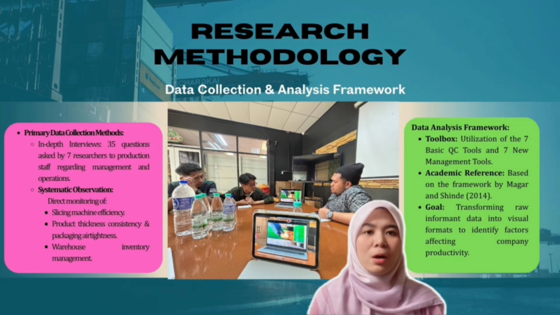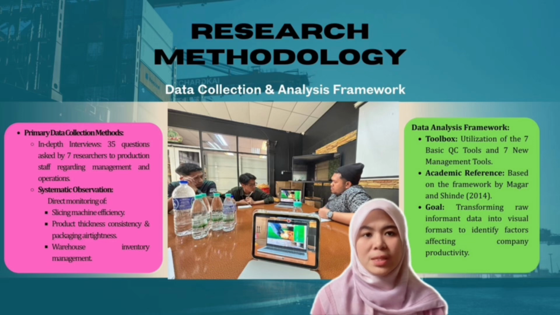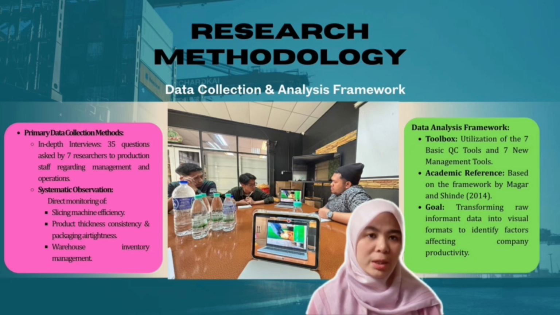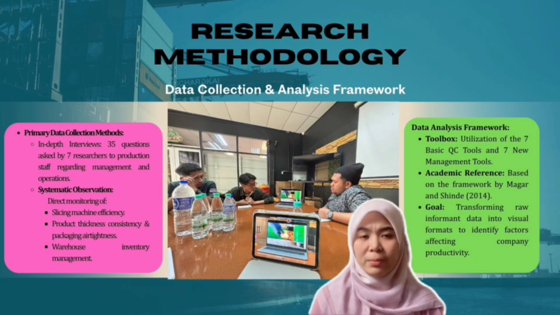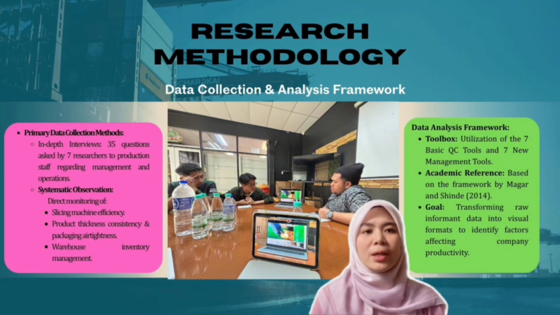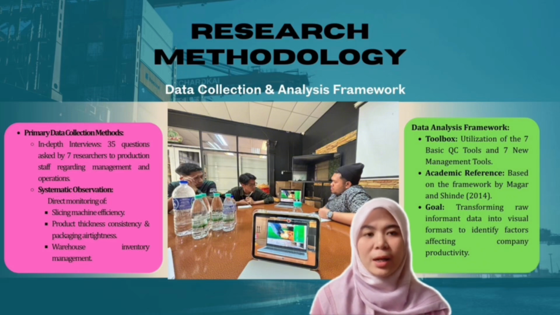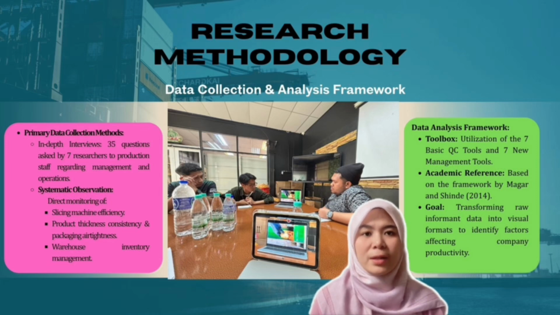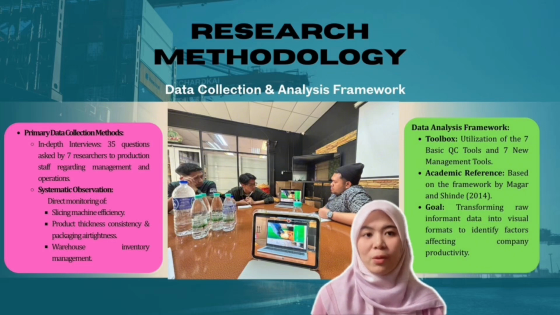The main goal of our analysis is to take all the raw information we gather from our informants and transform it into clear, visual formats. By doing this, we can effectively identify the key factors that are currently affecting the company's productivity and suggest the best way forward. That's all from the methodology section from our group.